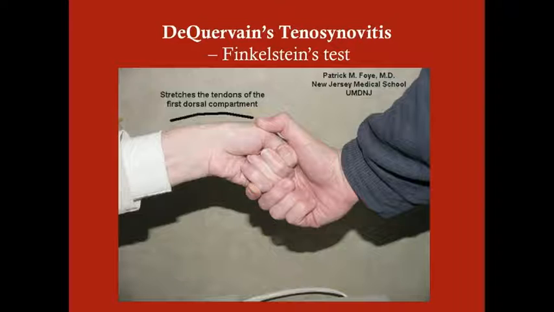And now what the clinician is doing is he's ulnar deviating the hand. So when he ulnar deviates the hand, what he's doing is he's pulling on that common tendon of extensor pollicis brevis and abductor pollicis. And if you pull and stretch out a tendon that's inflamed, of course you're going to cause pain. And so this is Finkelstein's test. So put your thumb into a closed fist and then ulnar deviation.